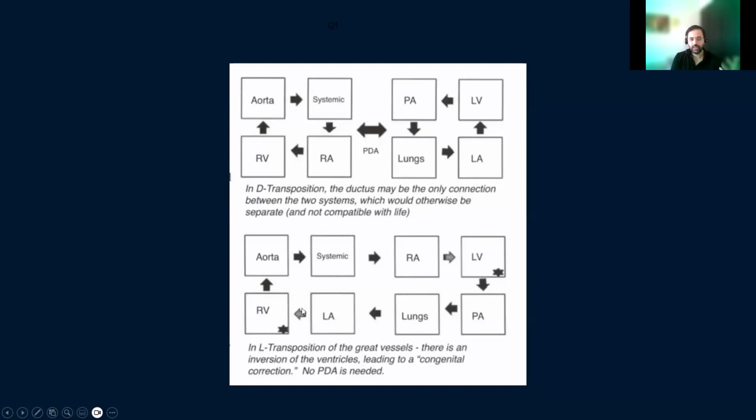So this is where the double switch happens, and that is why this LTGA is a congenitally corrected type of TGA, and it does not require a PDA to function. The child can still be alive, but this is not compatible unless there is a TGA that is present, right?